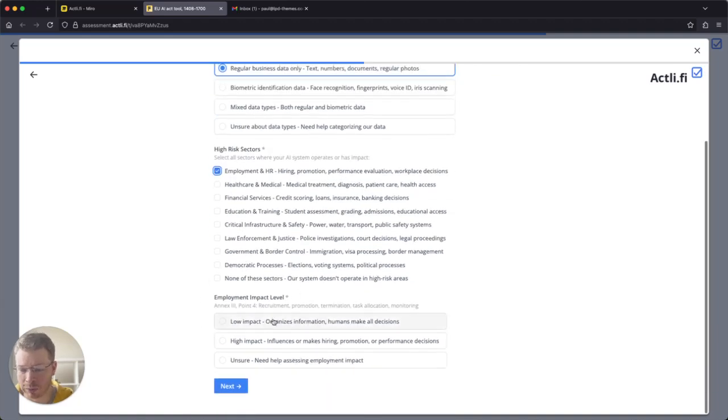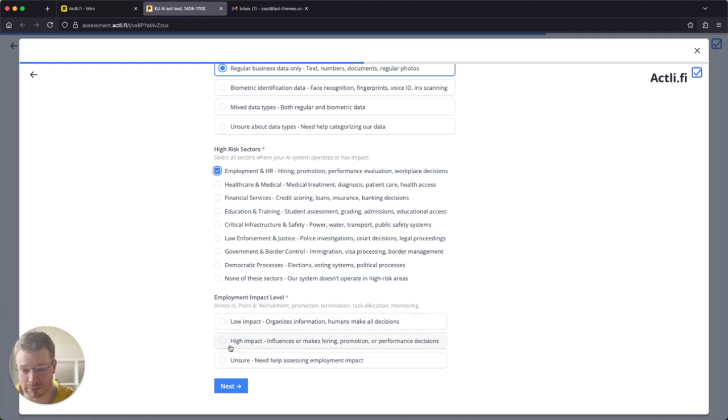And now we have to provide some additional information for employment impact level. So if your AI system organizes just information, but a human makes the decision, even though you still operate this AI system in employment and HR, select just low impact.